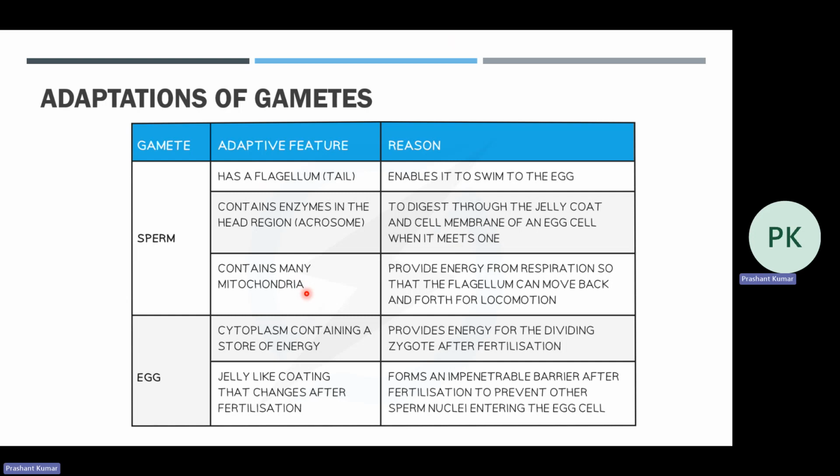They contain many mitochondria, of course, to provide energy from respiration so that the flagellum can move back and forth for locomotion, right? So we need something which can help. Then we have egg cells. The cytoplasm contains a store of energy, to provide energy to the dividing cells. They have a jelly-like coating that changes after fertilization, and here it is going to help.